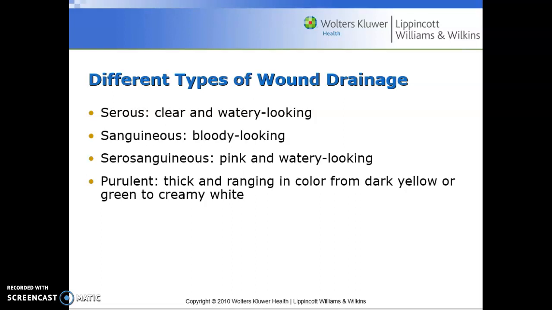Here are some different types of wound drainage that you need to know and be familiar with. Serous is clear and watery looking drainage. Sanguineous is bloody. Serosanguineous is pink and watery looking. And purulent is thick and ranges in color from dark yellow to green to creamy white.